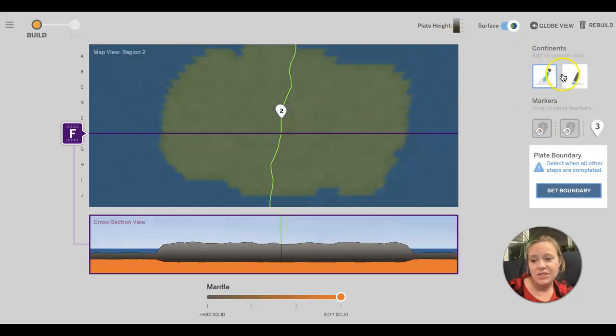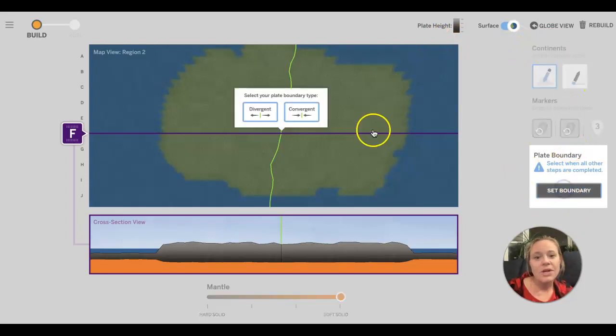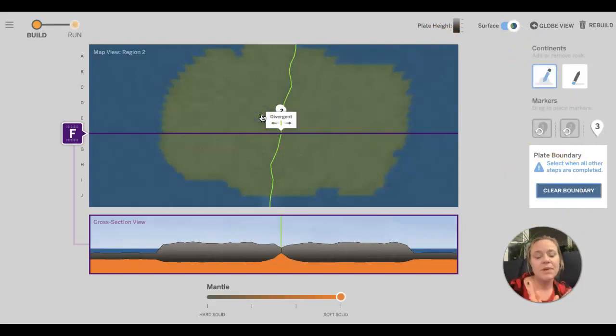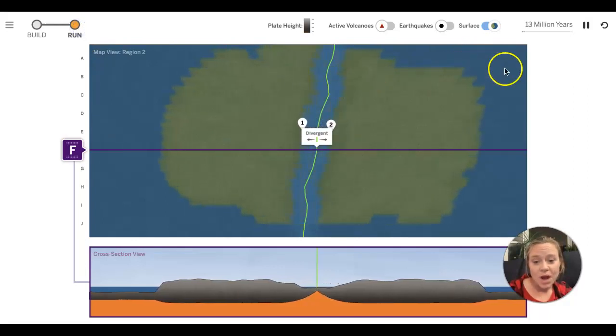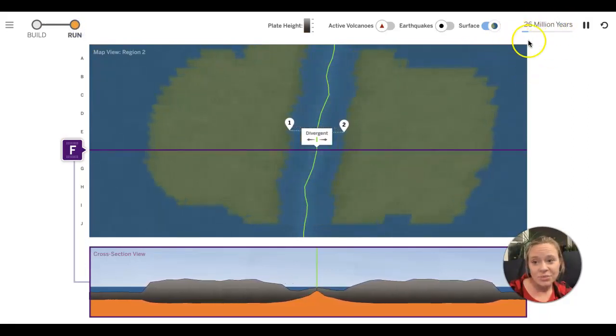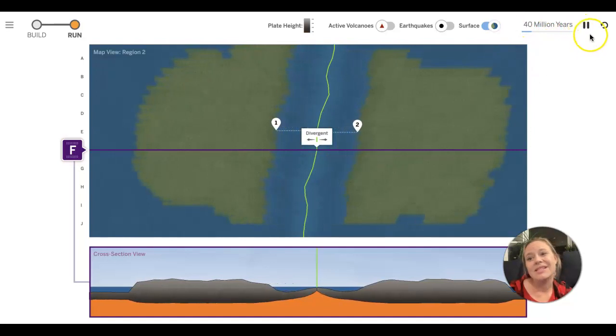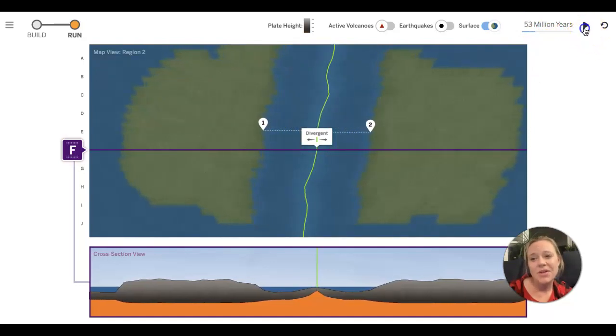Then you are going to select the boundary type, and we want to do divergent because we're going to monitor and observe what happens as they move away from one another. And then click Run. You are going to watch up here where it says millions of years, and you're going to stop it as close to 50 million years as possible. Again, if you go over to 53, 54, or under 49, it's not a big deal. We're just trying to get a close approximation.